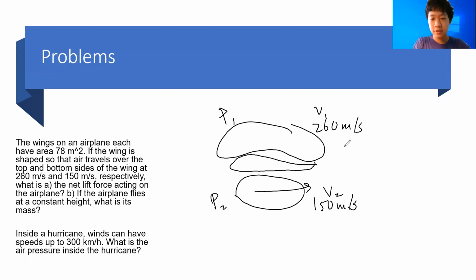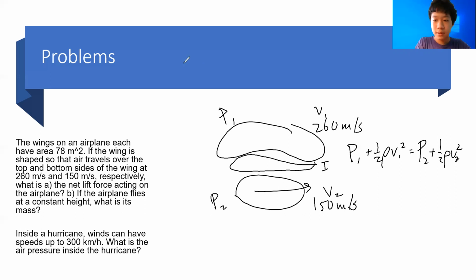Okay. So using Bernoulli's equation, we got P1 plus 1/2 rho v1 squared. And since there's no great difference in height there, we can neglect the height difference. So this will equal P2 plus 1/2 rho v2 squared.